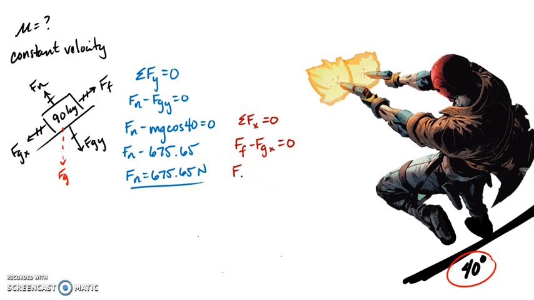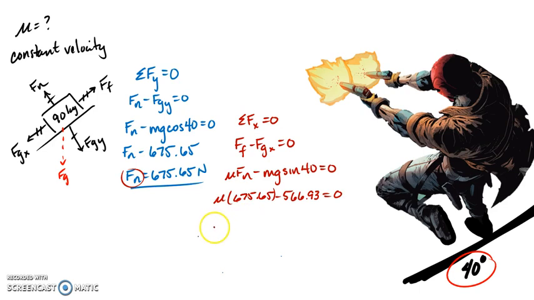So now I can just break this down step by step. So force of friction is equal to mu Fn. Here's my normal force that I care about, minus this guy, which is going to be mg sine 40 degrees equals 0. So now if I punch all the numbers in, I don't know what mu is. I know the normal force from over here is 675.65 minus mg sine of 40, which is going to give me 90 times 9.8 times sine of 40. That's going to give me 566.93 equals 0.